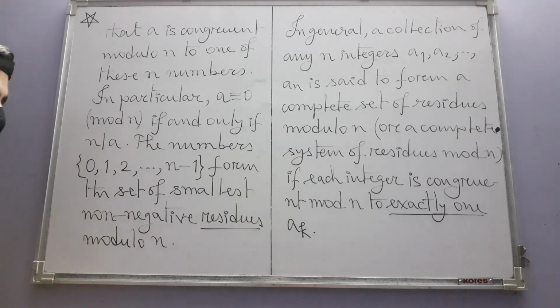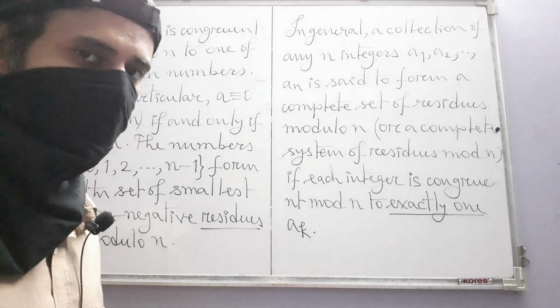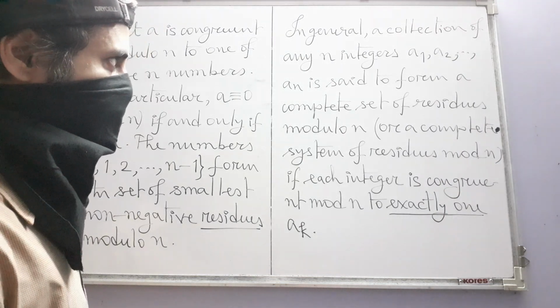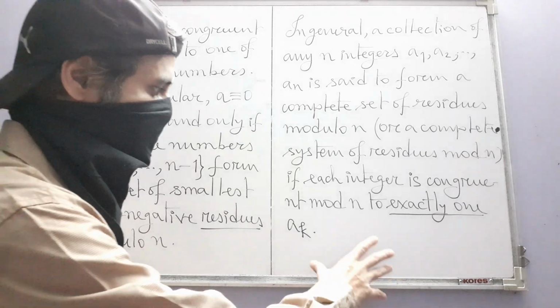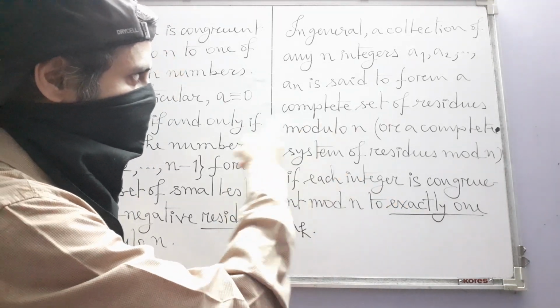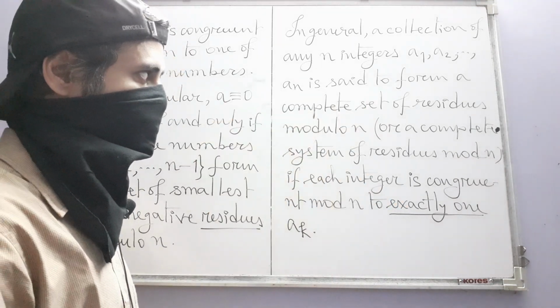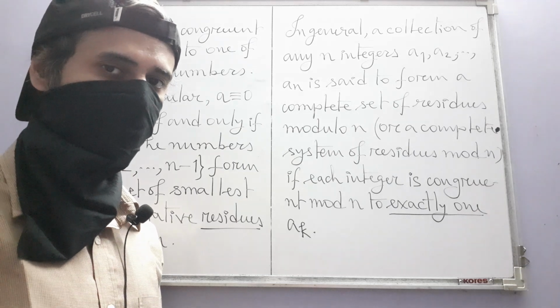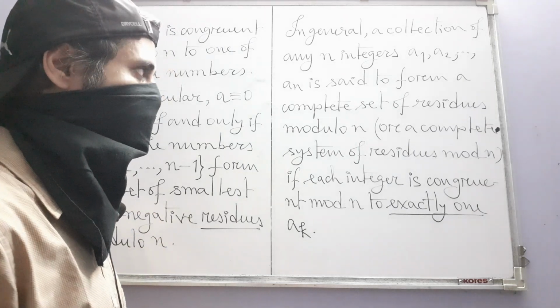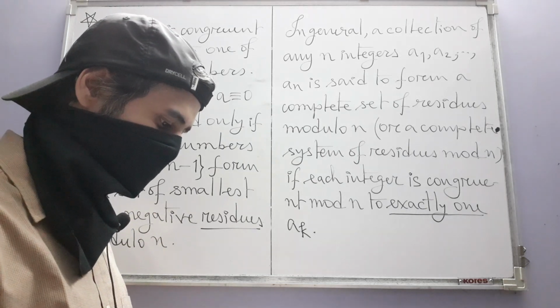Okay. Let us first get a feel for these things. So let us now see an example of a complete set of residues modulo n for some specific n, and n is 7 here.